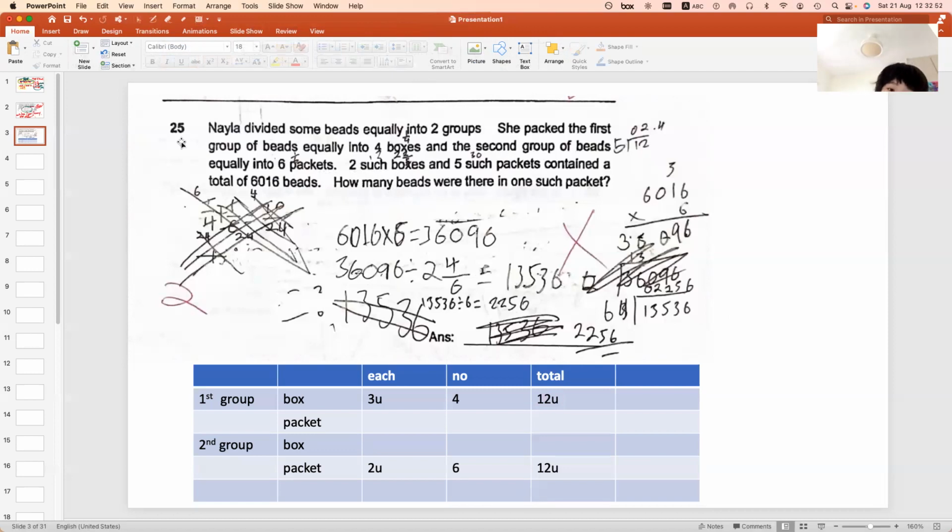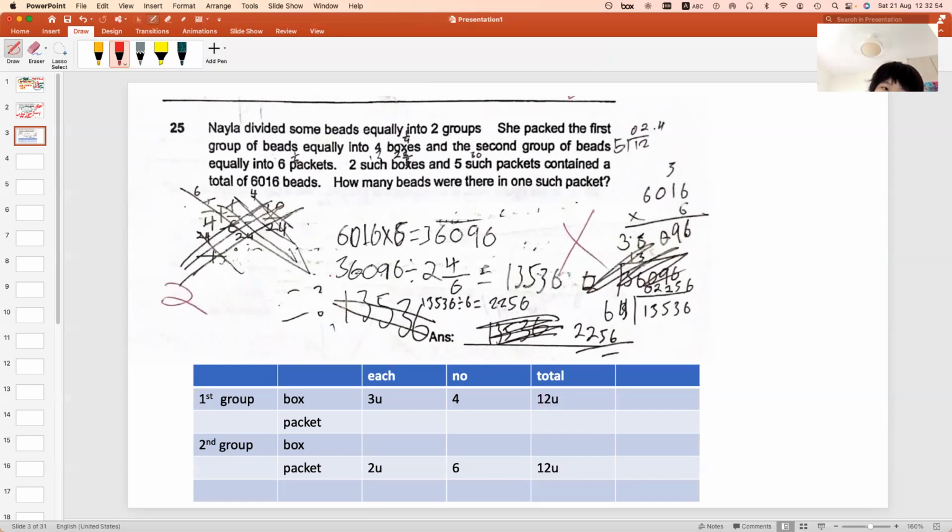I'm just showing you one way to do this question. So 2 such and then 5 such packets. So times 2 times 5. So what do you get? 6U, 10U, right? So that means these add up to 16U. So 16U give you 6016. Can you help me out? Use your calculator. What's U? 376. Okay, so answer is 376.